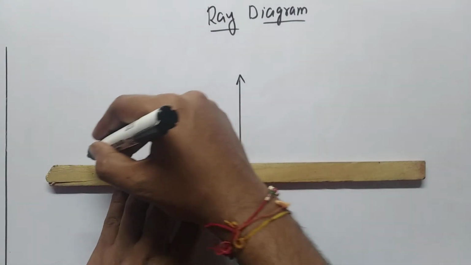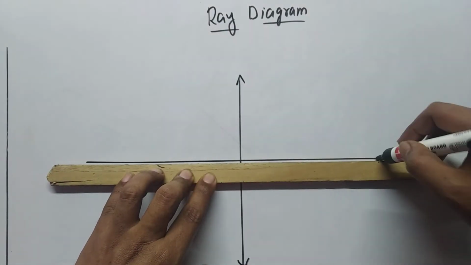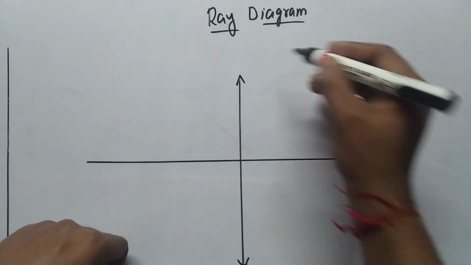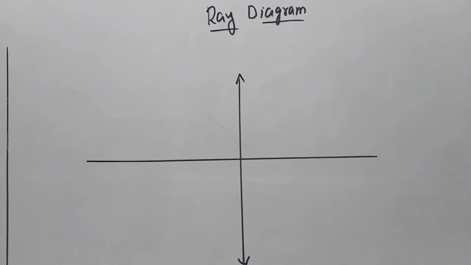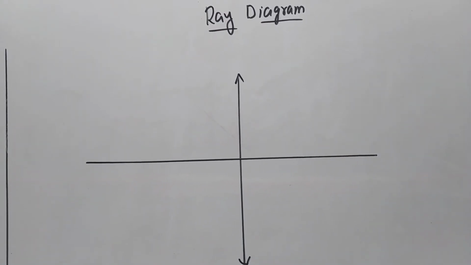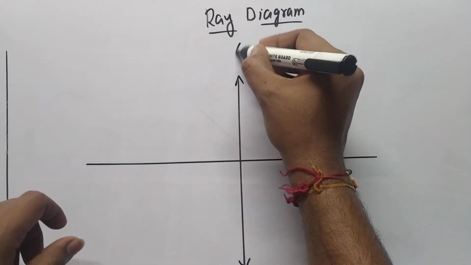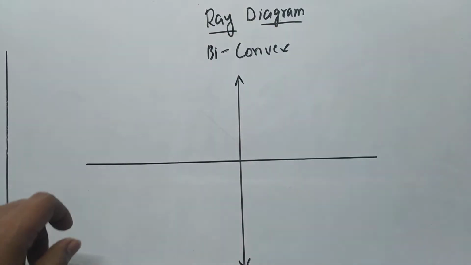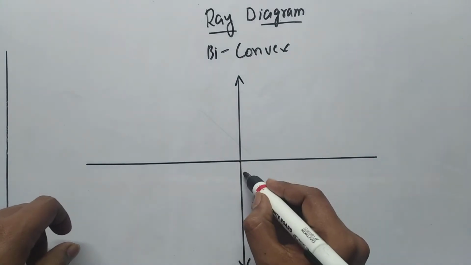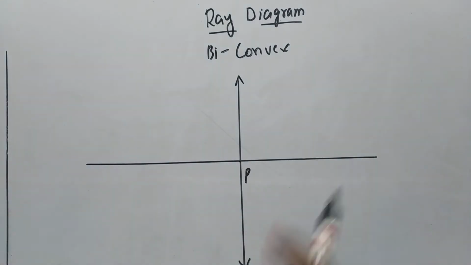Okay, so which lens am I explaining the ray diagrams of right now? Convex lens. So this is a convex lens, the biconvex lens. So this is an optic center. Let me take equal distances. We have to take equal distances.